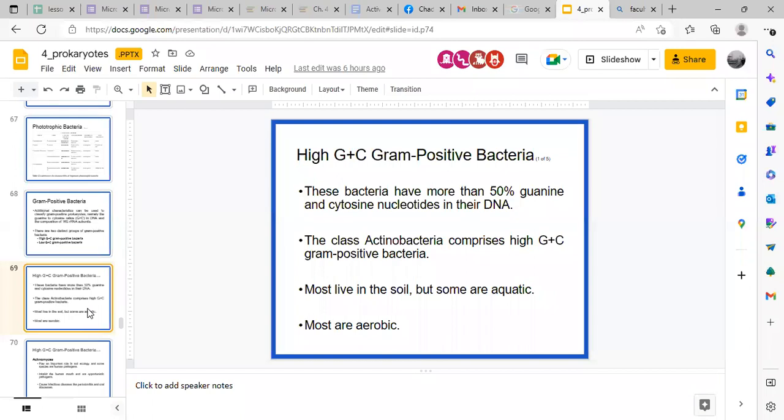Okay, so one of the classes under the high G plus C gram-positive bacteria is Actinobacteria. These bacteria have a very important role in soil ecology. They are important decomposers. Most live in the soil, but some are aquatic, and most are aerobic.